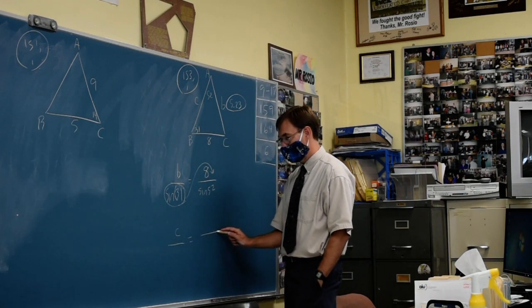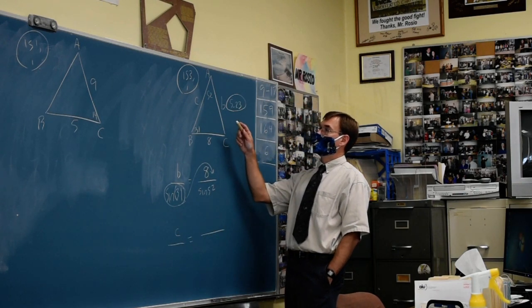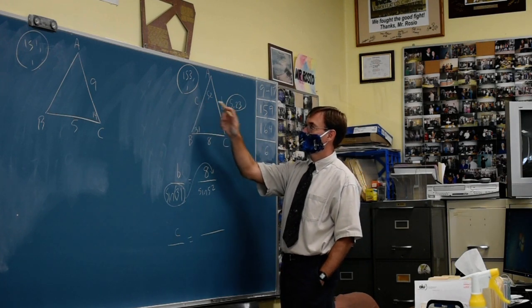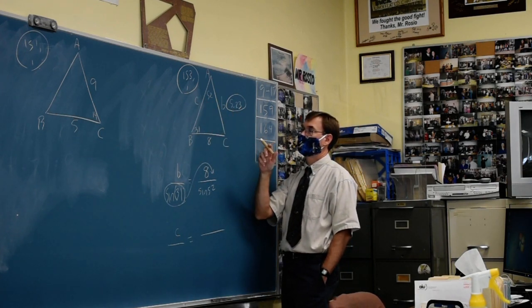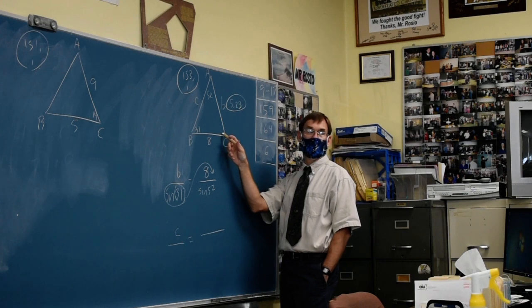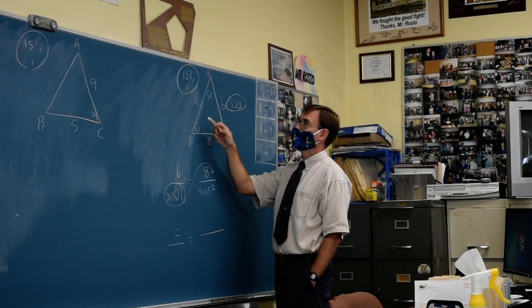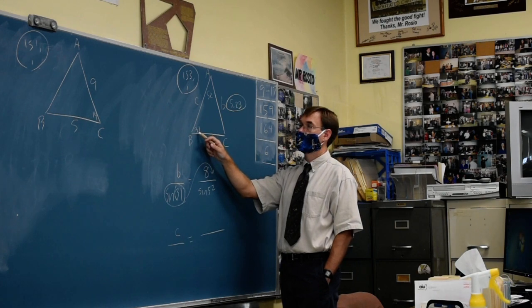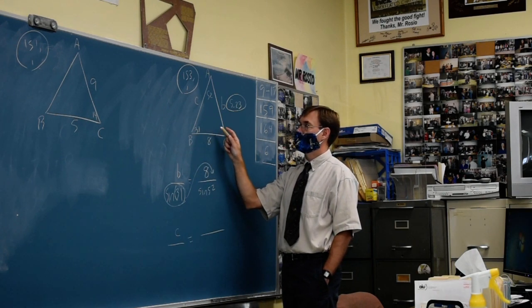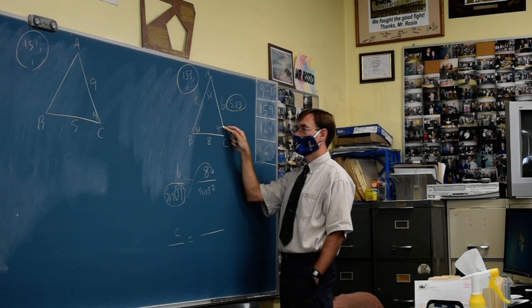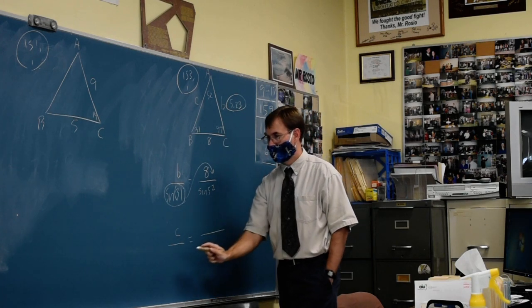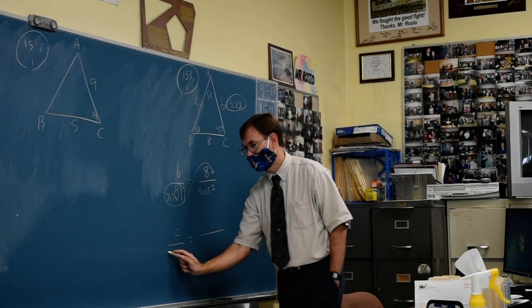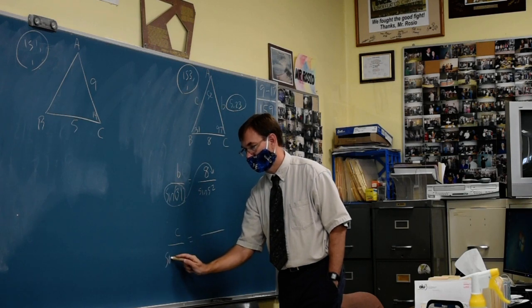So go another go round. C should go on top of sine C, which we don't know but can get. How can we get it? Add the angles. 52 plus 31, 83 so far. 180 minus 83, 97. So C goes on top of sine 97.